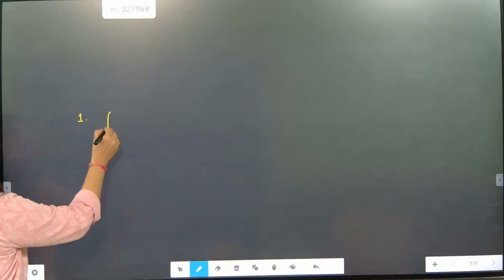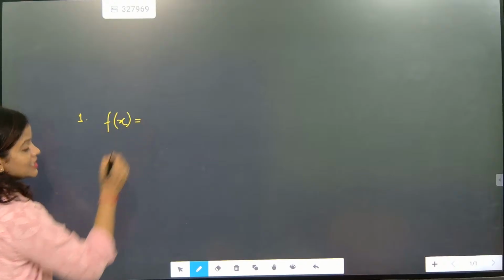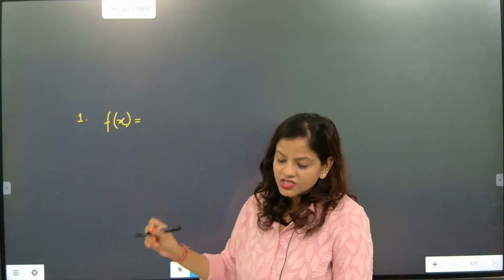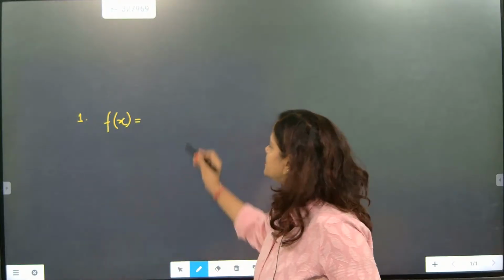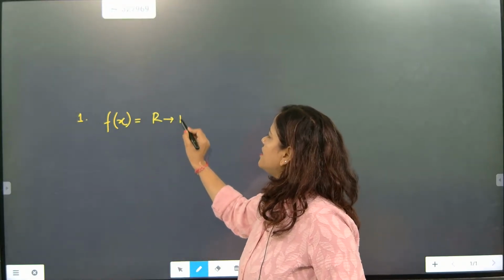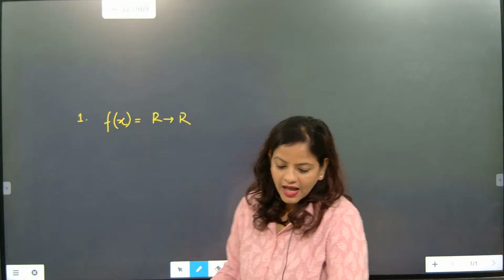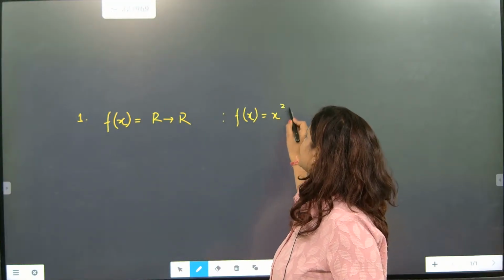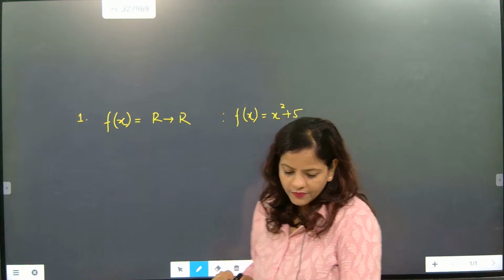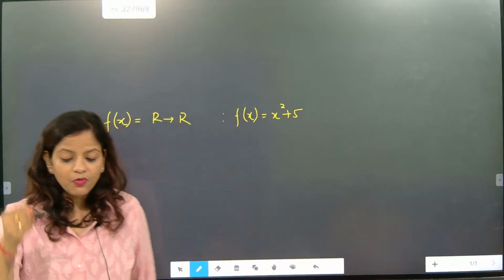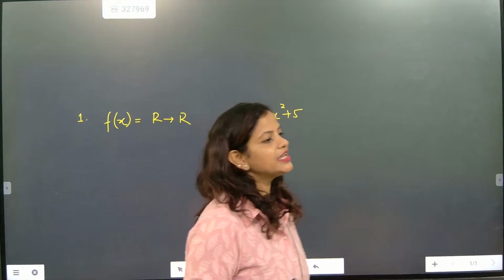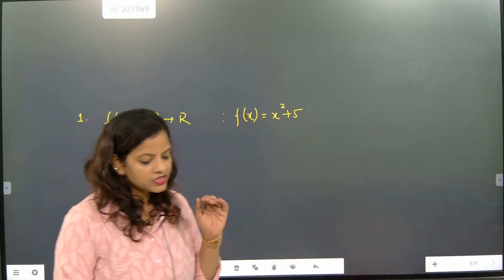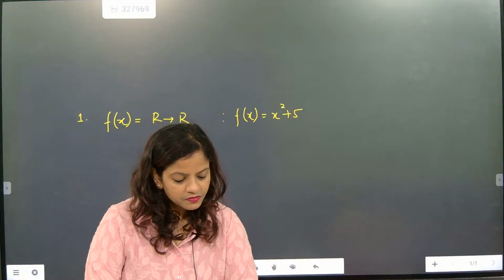The question is, see the part in the revision sections. Now please check this one out. f such that R tends to R is there, and it is defined as f of x is equal to x square plus 5. Now what type of function is it? The question lies here: what type of function is it? You need to answer the question.